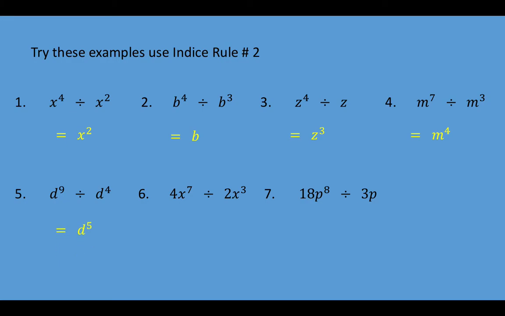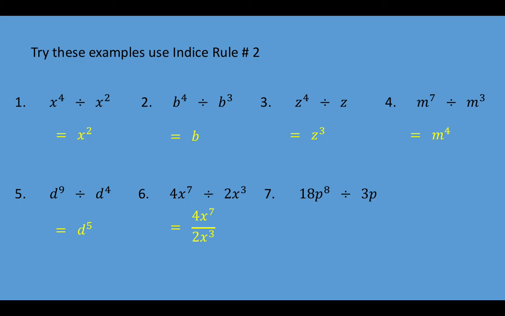Now number 6 is slightly different. This time we don't just have the power terms, we have coefficients, we have numbers in front of the powers. So if we want to do this one properly, what we have to do is treat it as a fraction first of all. So we write 4x to the 7 divided by 2x to the 3.